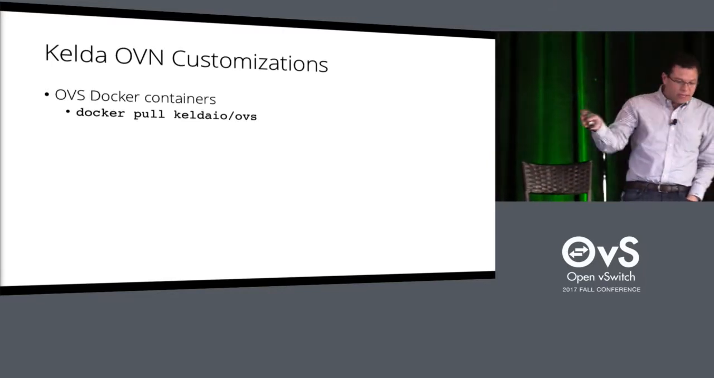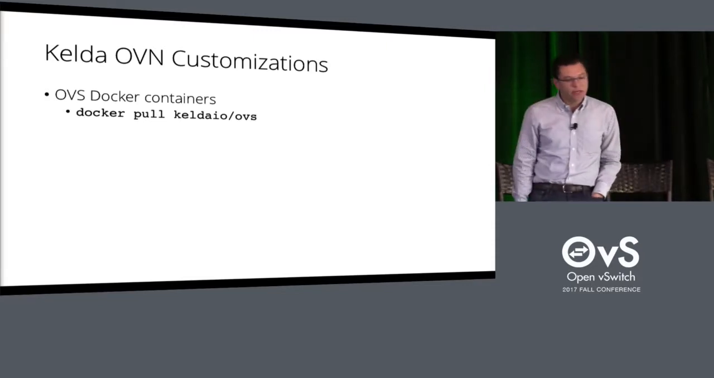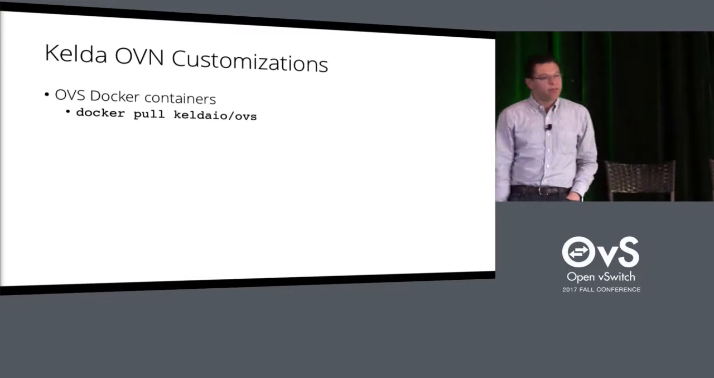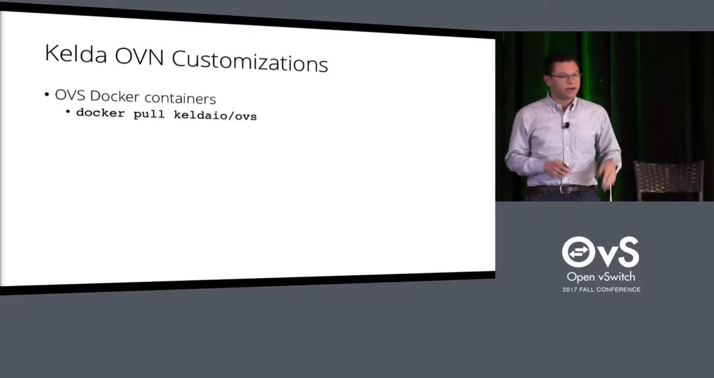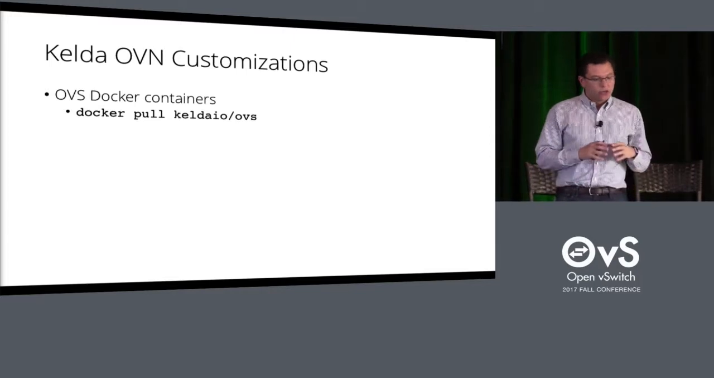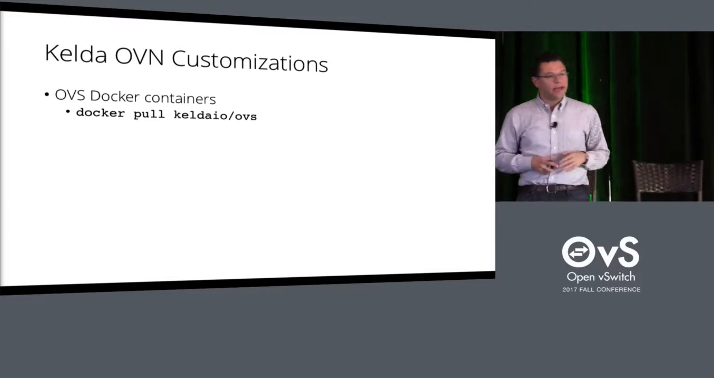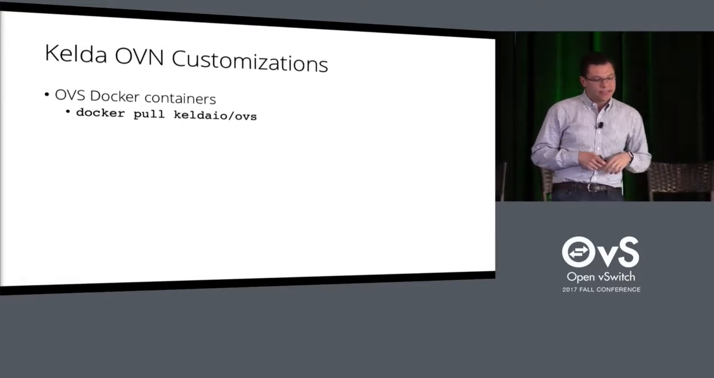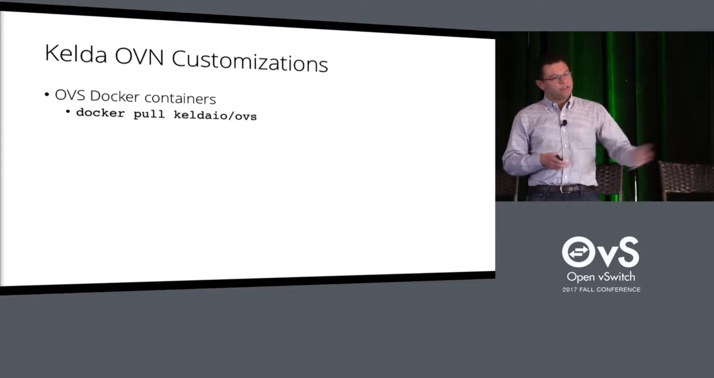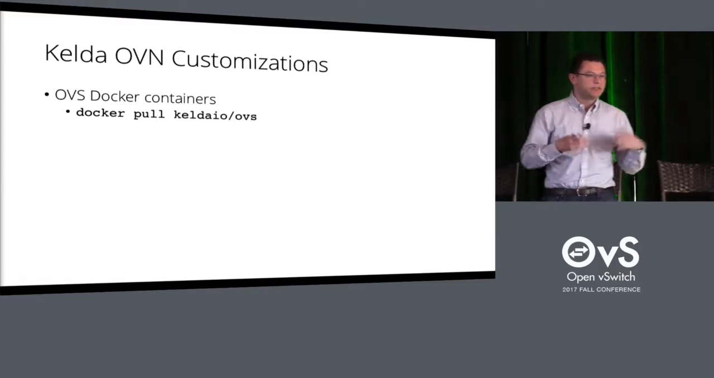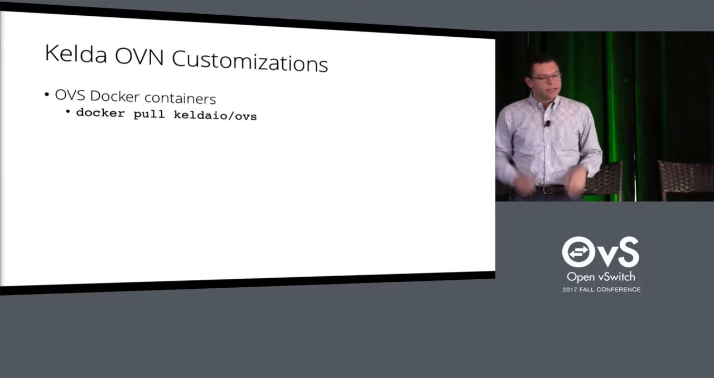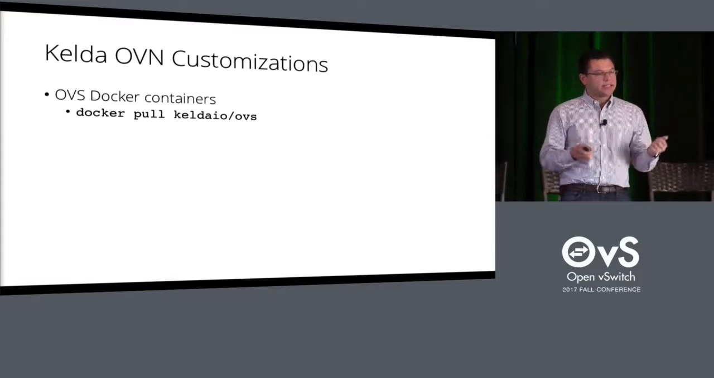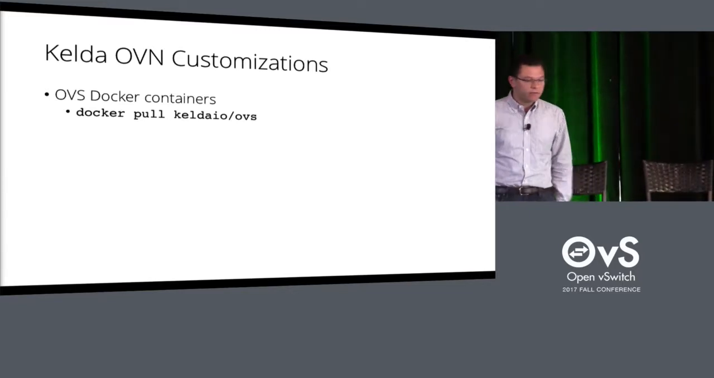So a couple of customizations we made that might be interesting to the community. The first: Kelda is a container-native platform, so we're much more comfortable dealing with containers than systemd or init.d. So we created an OVS container that you can find on Docker Hub at kelda.io/OVS. We run OVS vSwitchD, Oven NorthD, an Oven controller, and all these various daemon processes in Docker containers. That works really well for making sure that running these systems is consistent wherever we're going.